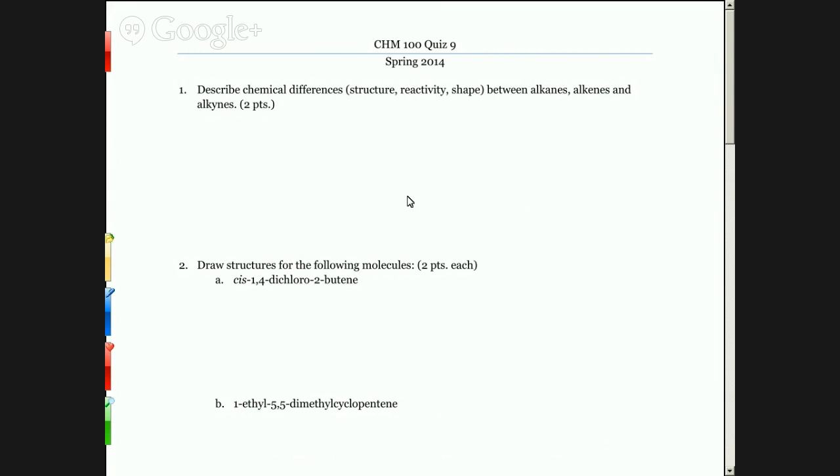Okay, chemical differences between alkanes, alkenes, and alkynes. A few different ways you could go with this. If you got a few of them, I'll give you the 2 points. So first, what are some of the differences in structure? Bonds. Single bond, double bond, triple bond. Yeah, single bonds, double bonds, and triple bonds.